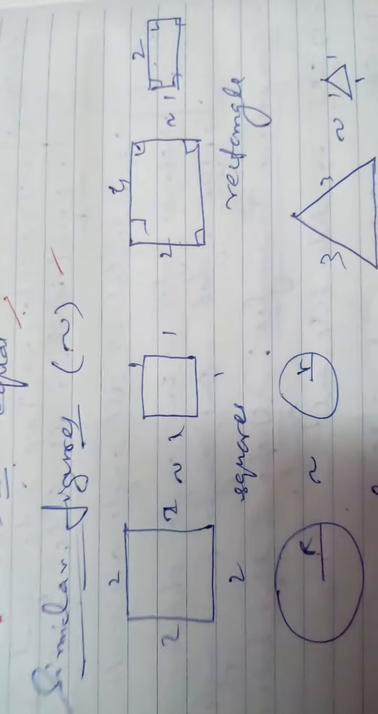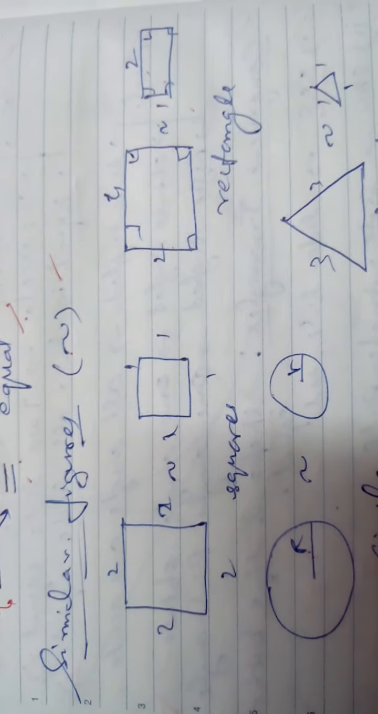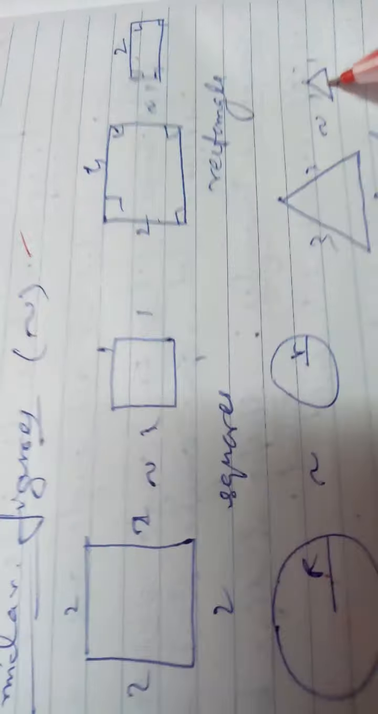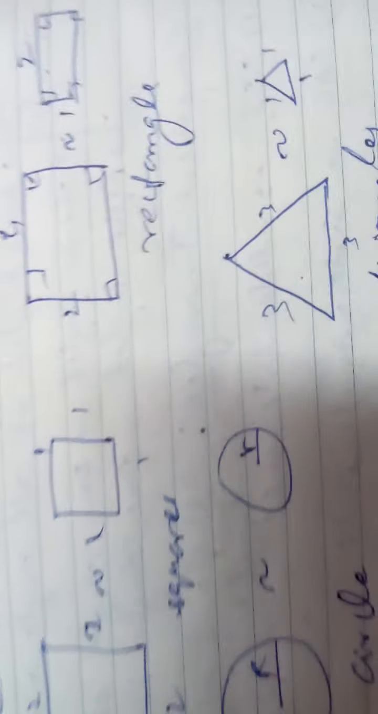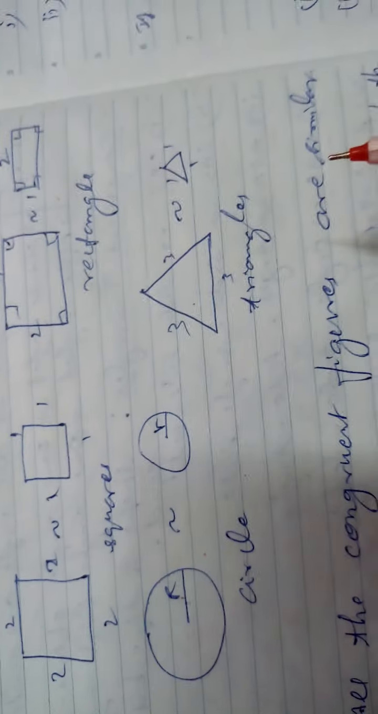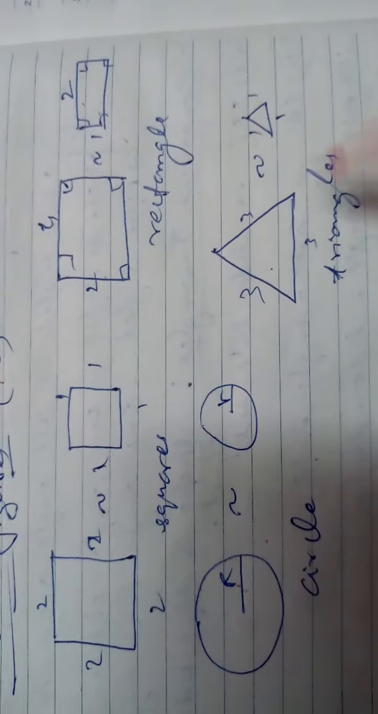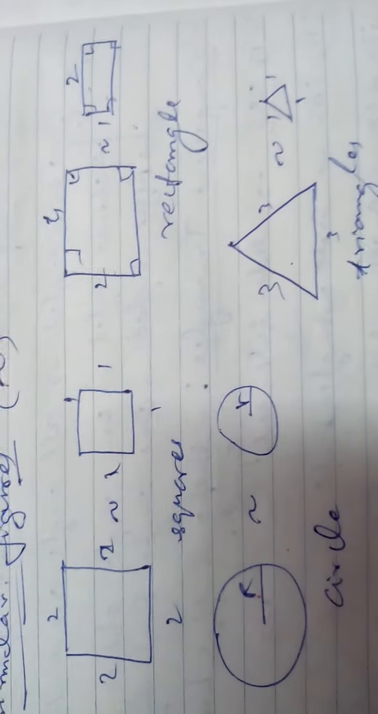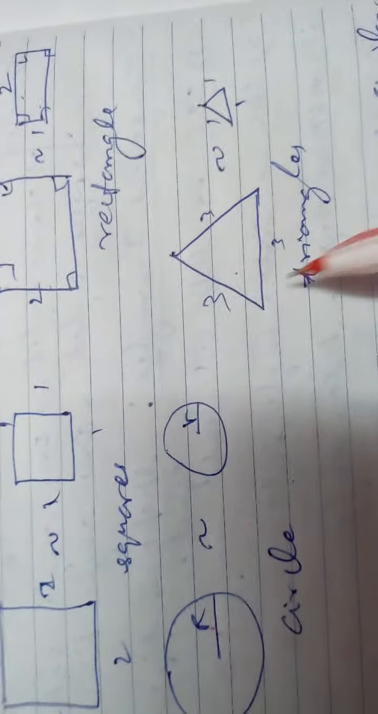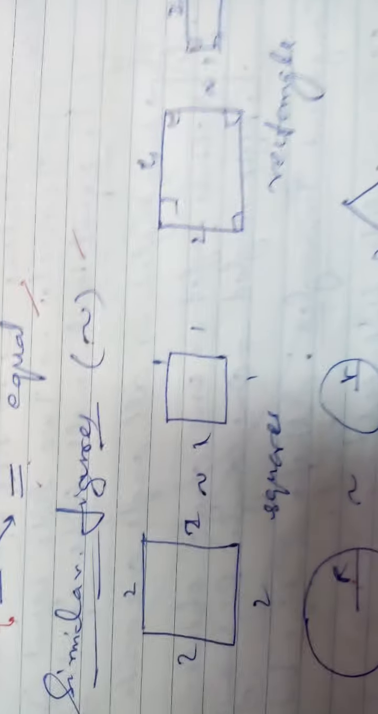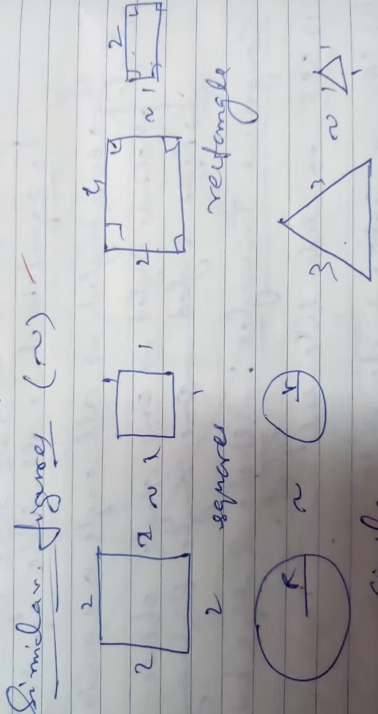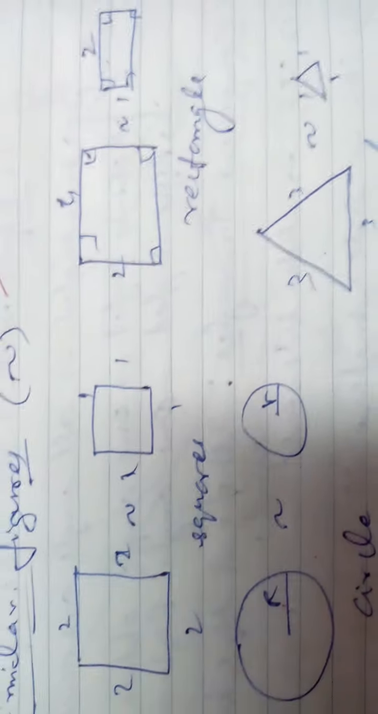Similar means the same shape. Two triangles are similar even if their sides are different. Equilateral triangles are similar. For triangles, other similarity conditions are given, like congruency, such as SSS similarity, where ratios are used. So this is the similar figure. The Taj Mahal, you know, is a similar figure.